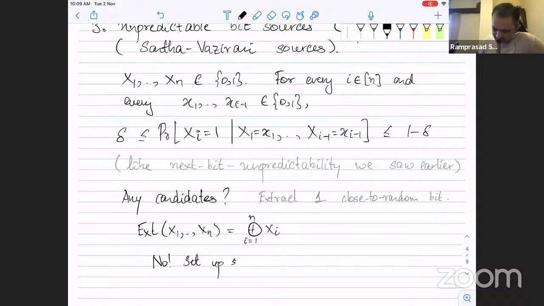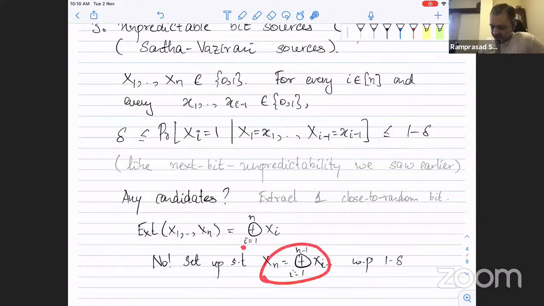Set up x_n equal to the parity of x_1 through x_{n-1}, that is, x_i for i from 1 through n minus 1, with probability something like 1 minus delta. There is still some amount of randomness in every coordinate, but this will ensure that this parity is going to be 0 with probability at least 1 minus delta. So it's going to be a very, very biased output.